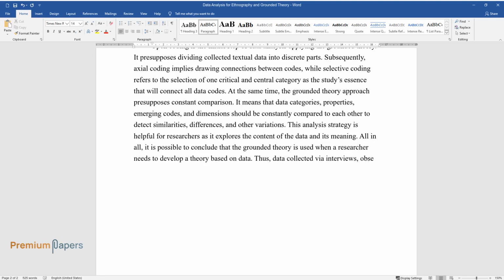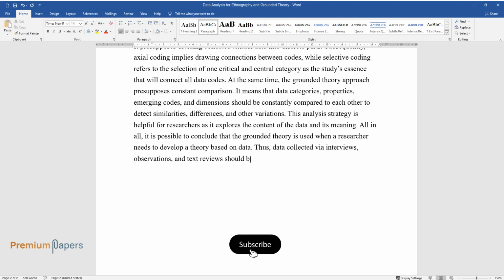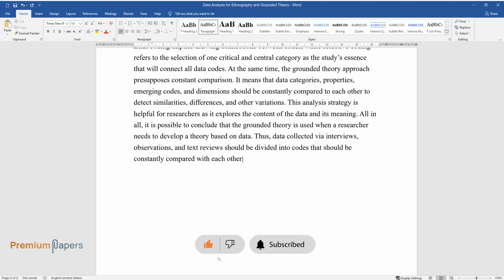Thus, data collected via interviews, observations, and text reviews should be divided into codes that should be constantly compared with each other to identify the ability to create a new theory.